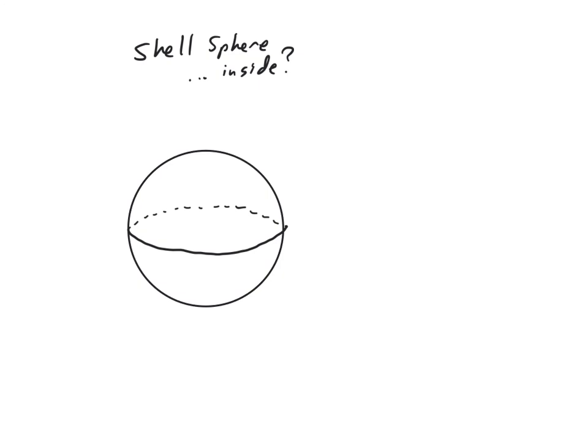Okay, this is a follow-up on the previous video. The previous video was all about the electric field outside of a shell sphere. This is the same shell sphere of charge density, charge equal to area, Q over area, but it's all on this outer surface of the sphere.